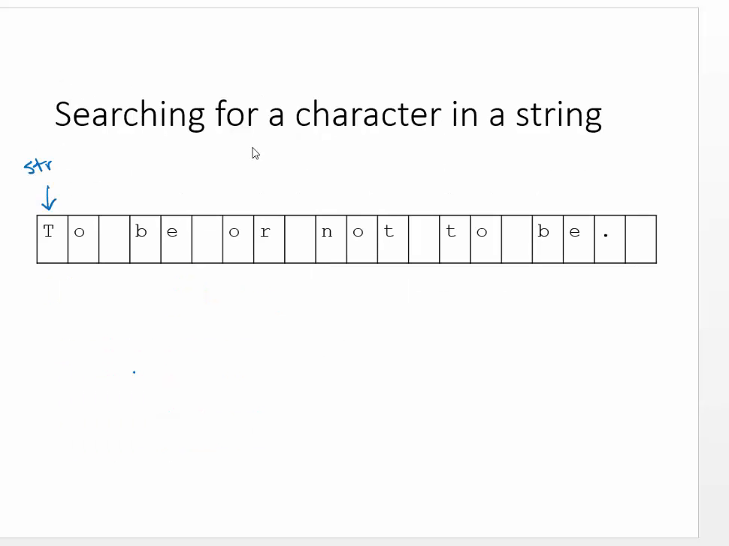If I were to search a string, keep in mind that each one of these characters, and a space is a character, is stored at a location in memory. I can actually return the address where a substring exists. So maybe "not to be" is what I'm searching for. I can return the address of where "not to be" exists. So that's what we're going to cover later on, but that's one of the main ways we search a string.